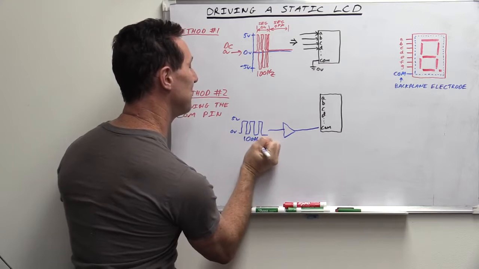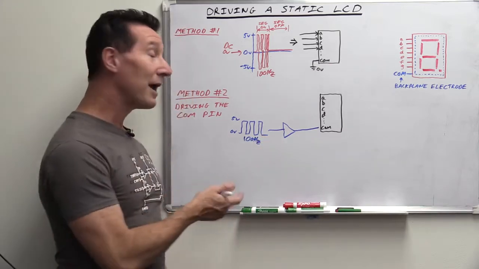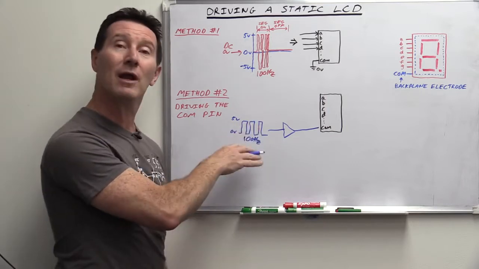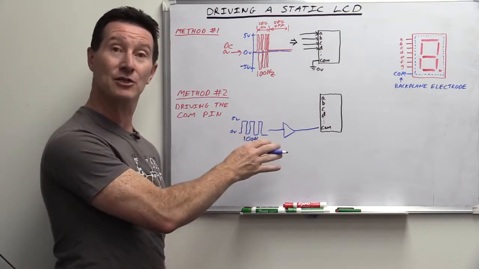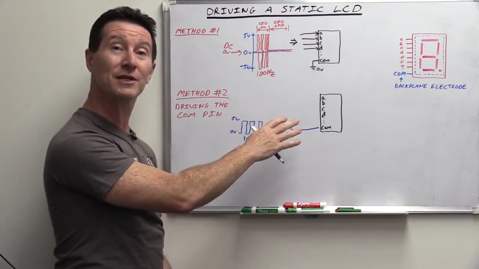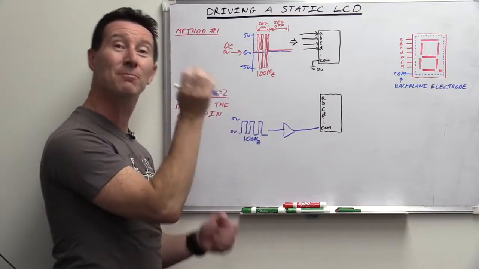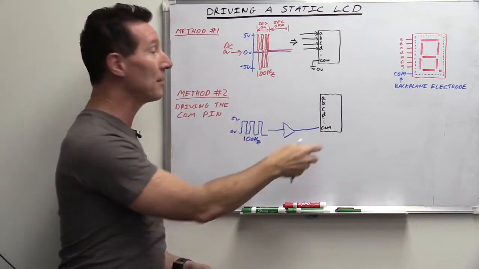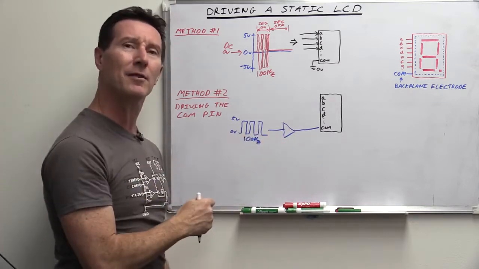So we can drive that common pin with, let's say, 100 Hertz, which might be a typical driving frequency. It's high enough frequency to avoid any visual flicker, but it's low enough not to chew a large amount of power due to driving the capacitance. The higher frequency you drive your LCD, the more you've got to drive the capacitance, the more reactive current you're going to get through the capacitance of the LCD, and the higher the power consumption.